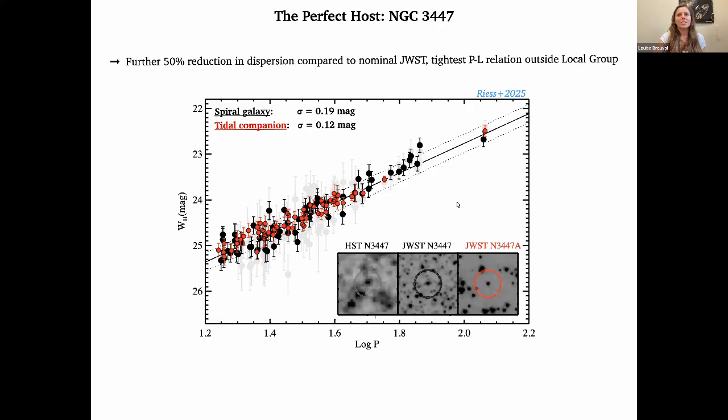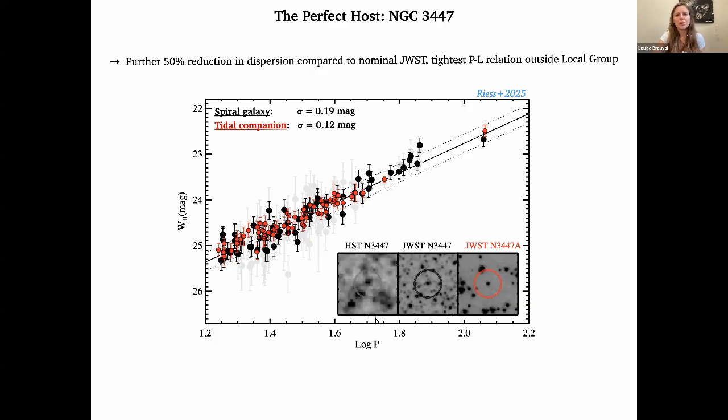And in addition to the great improvements from JWST in black, we reduce further by 50% the scatter of the period-luminosity relation. And this is actually with 0.12 mag, the tightest PL outside of the local group. For that distance, it's a really impressive result.